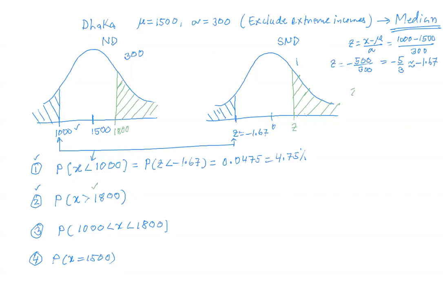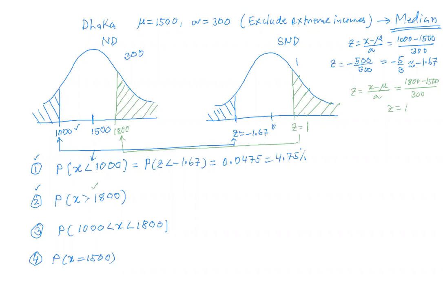So Z is going to be equal to X minus mu over sigma. X is 1,800 minus mu is 1,500 divided by sigma is 300. If you do the math, 300 over 300 is just 1. So Z is equal to 1. So this 1 maps to this 1,800.